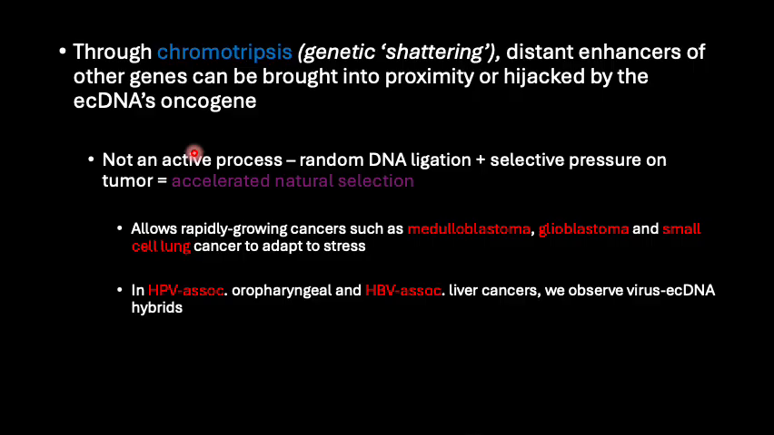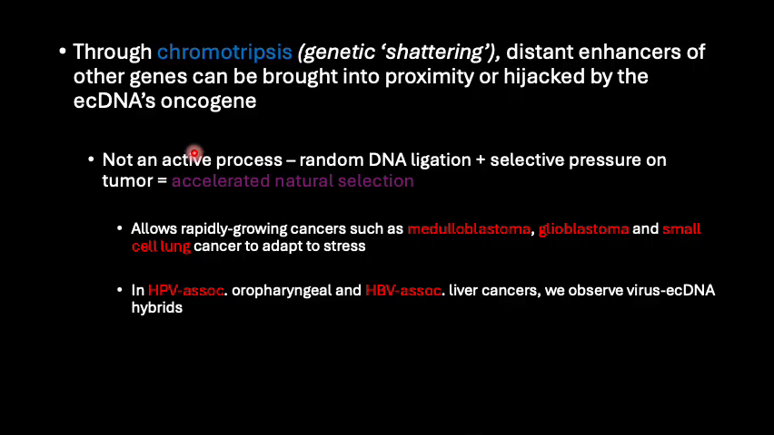Some of them adopt enhancers. And so there's actually a selective pressure, because cancer cell lines with more ecDNA, which have oncogenes and enhancers together, tend to be selected for, or tend to proliferate more rapidly. So you can understand how natural selection actually happens, because ultimately natural selection occurs through the asymmetric reproductive quantities of organisms, such as cells. And this allows rapidly growing cancers such as medulloblastoma, glioblastoma, and small cell lung cancer to adapt to stress, because more oncogene expression can allow for things such as chemotherapy resistance and more metastasis and things of this nature.